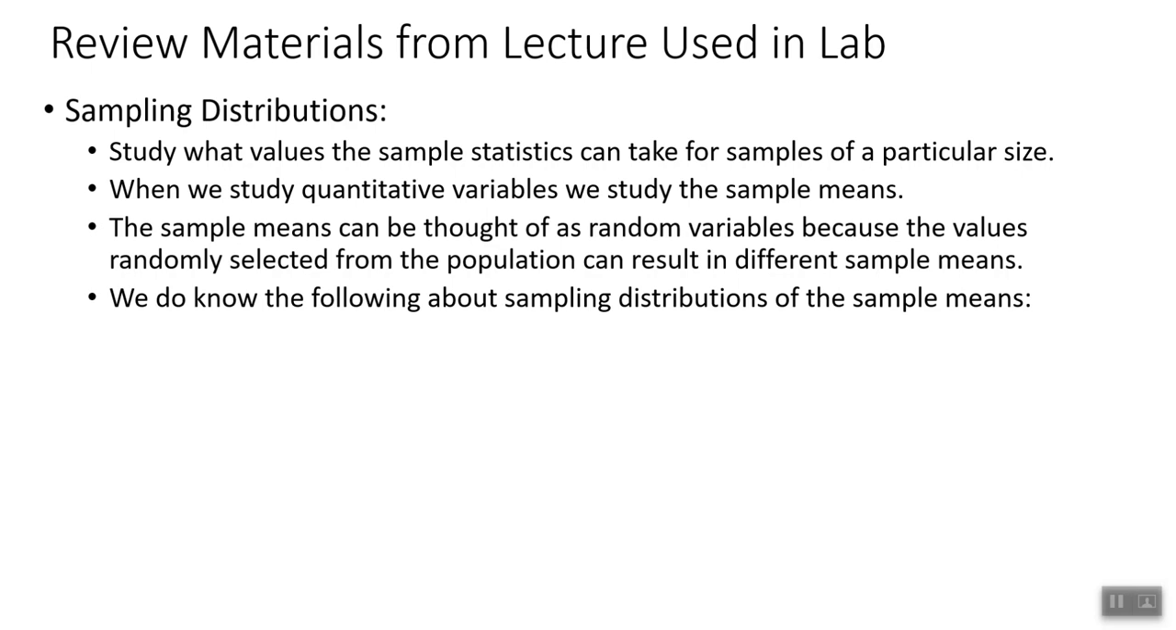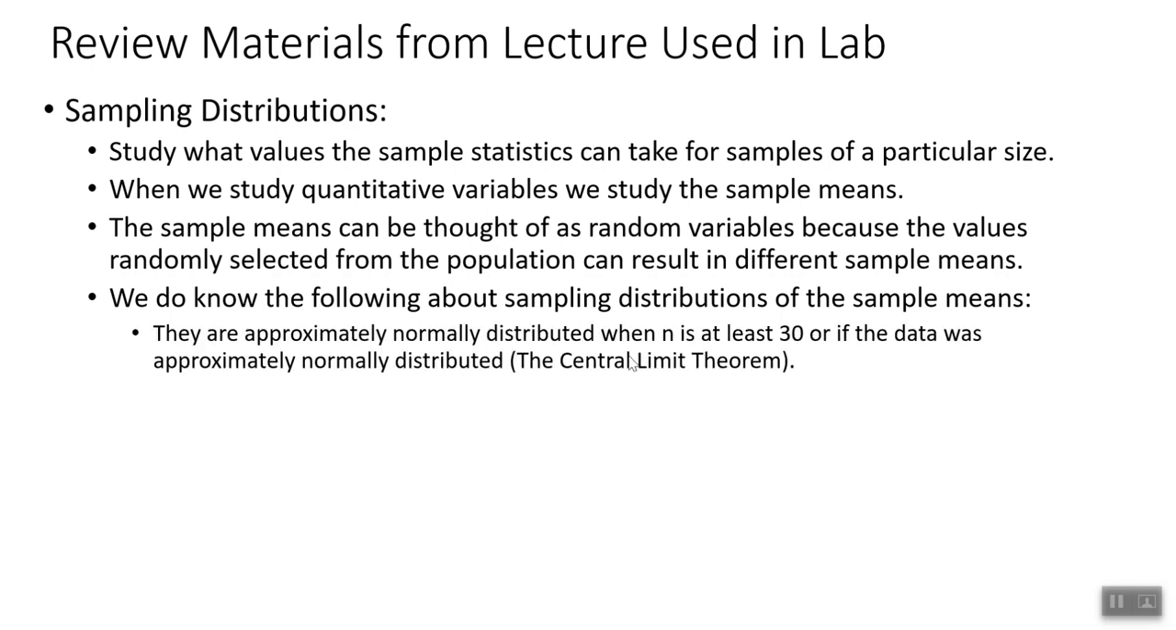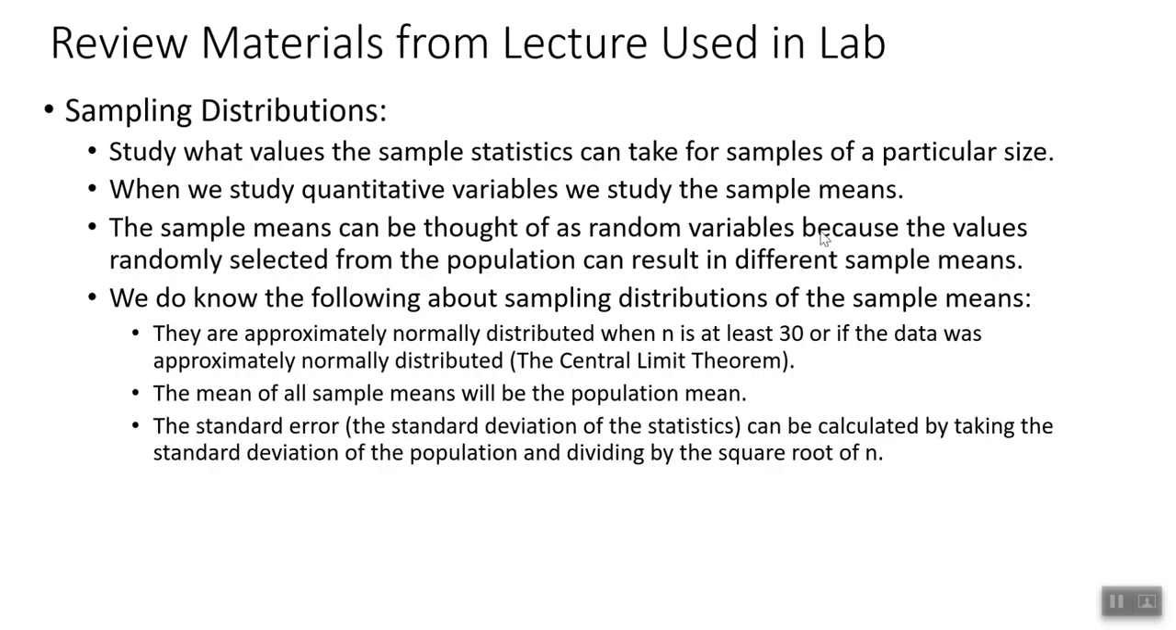We do know the following about sampling distributions of the sample means. We know that they are approximately normally distributed when the sample size is at least 30, or if the data was approximately normally distributed to begin with, the central limit theorem. The mean of all sample means will be the population mean. We also know that the standard error, which is the standard deviation of the statistics, can be calculated by taking the standard deviation of the population and dividing by the square root of n.